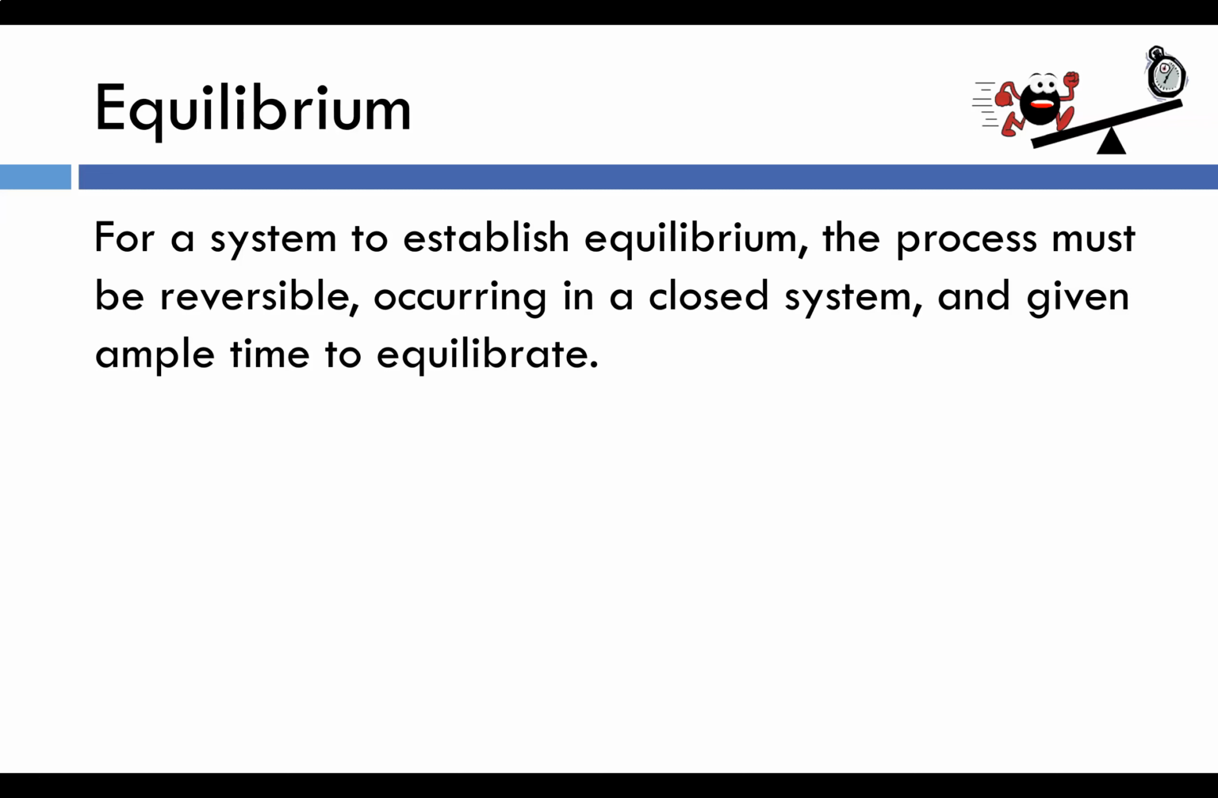Think about burning a piece of paper, for example. Really unlikely that you're going to be able to get the carbon dioxide, water vapor, and ash that you created and turn that back into paper. When we say occurring in a closed system, we mean we need a system where nothing is really going in or out. And finally, we just have to give reversible systems a little bit of time to reach this state of equilibrium.